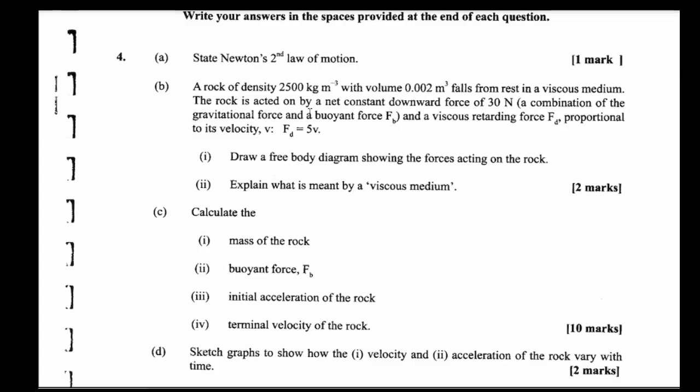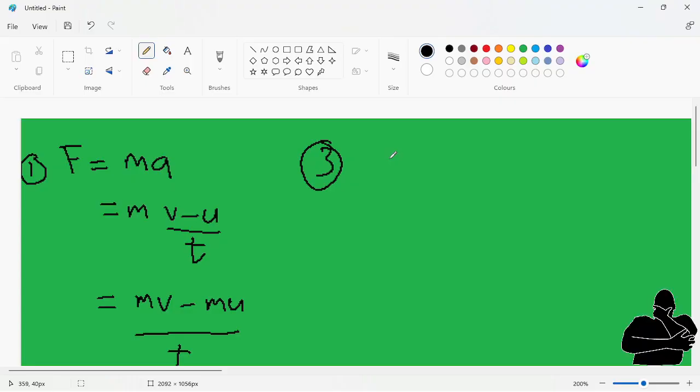Now from the question, we see that the rock has a density of 2,500 kilograms per meter cubed and has a volume of 0.002 meters cubed. With those two bits of information, we can derive the mass of the rock. Density is equivalent to mass divided by volume. So mass is equivalent to the product of density and volume.